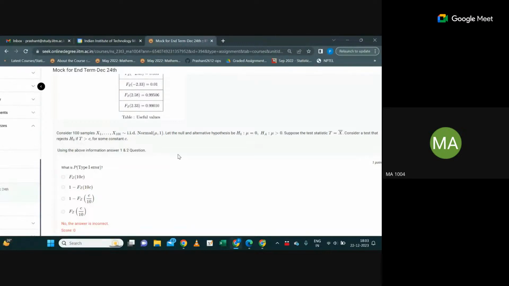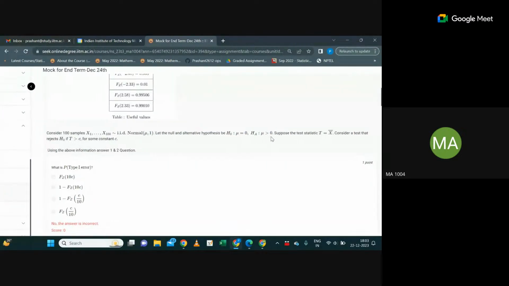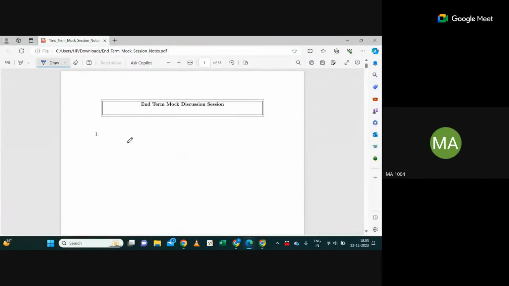So the very first question says we have 100 samples x1, x2, ..., x100 which are IID normal mu comma 1. We have null and alternative hypothesis: mu is equal to 0, alternative is mu is greater than 0. What do you mean by mu greater than 0? Which kind of test is this? Right side test, right? Can anyone tell me the values? We have x1, x2, ..., x100 IID normal mu comma 1. So this is the very first question.